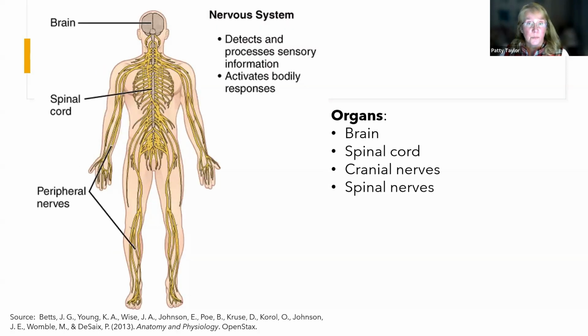The nervous system is composed of your brain and spinal cord, cranial nerves, and spinal nerves. These four major organs work together to detect and process incoming sensory information and then dictate outgoing motor responses. So we may tell the muscles to contract, or we might tell glands to secrete. So this is our fast-acting control system for the human body.